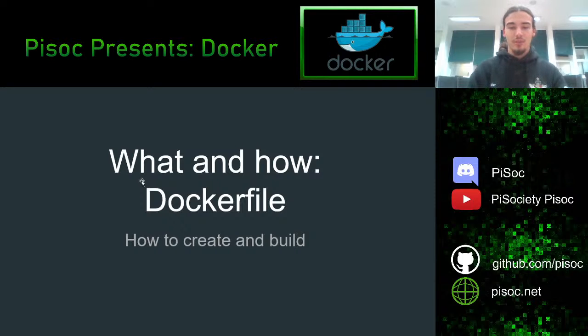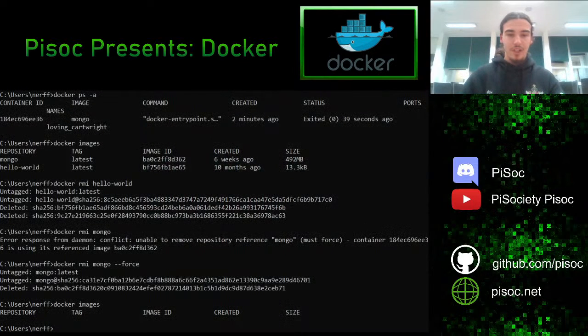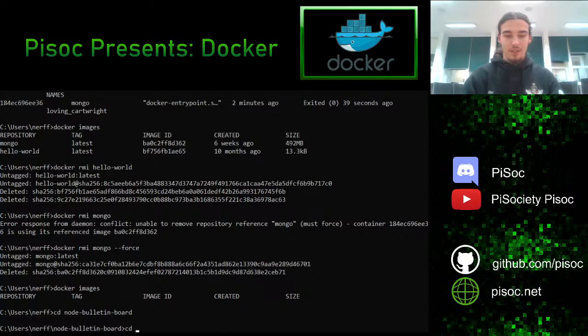So what and how Docker files? So what exactly is a Docker file? A Docker file is the file that you use to build your own container. They're really easy to make. There are some standards that you should follow when making them. I'm just going to give you an example of what a Docker file is.